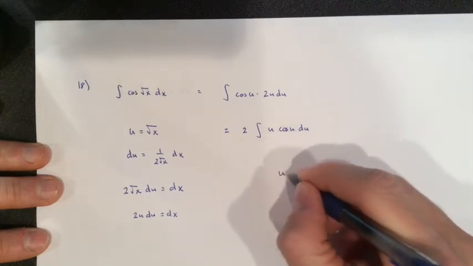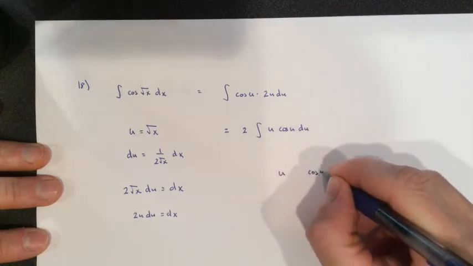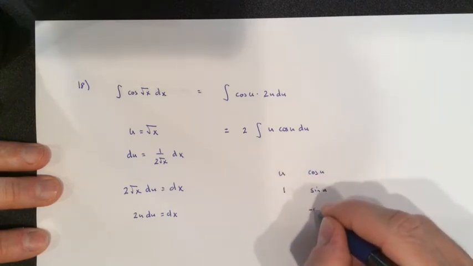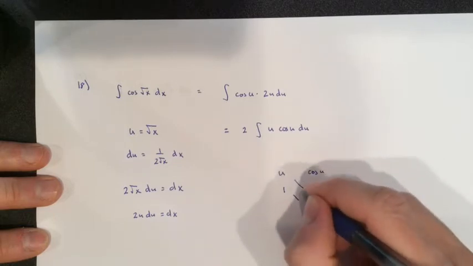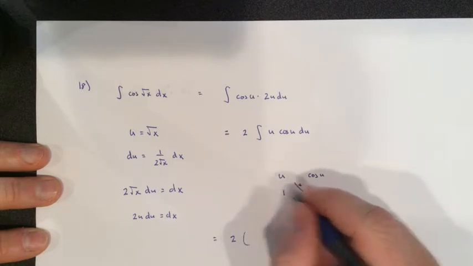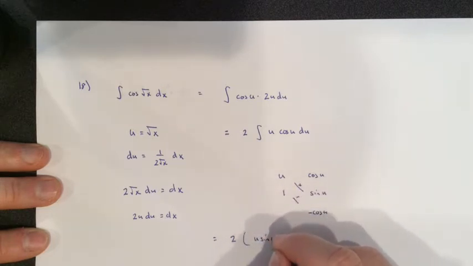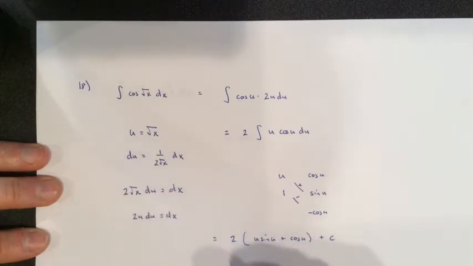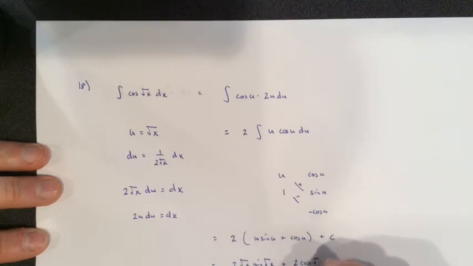Again, this is some u and some cosine u. We can take derivatives on this side, antiderivatives on this side. We can match those up. And so I can say equals 2 times u sine u plus cosine u. And u is the square root of x. And so I get 2 square root of x sine of the square root of x. And I'll go ahead and distribute the 2 to this one as well. 2 cosine of the square root of x plus c.